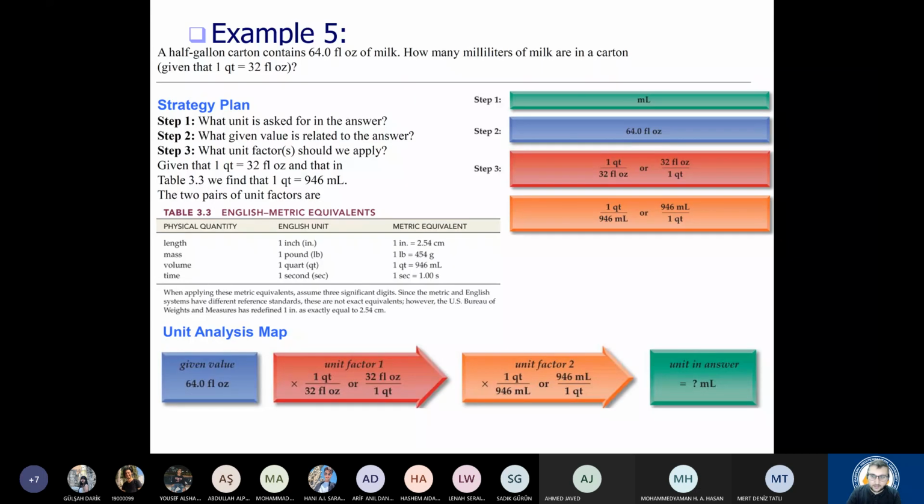Yes, let's look at another sample. A half-gallon carton contains 64 fluid ounces of milk. How many milliliters of milk are in a carton?